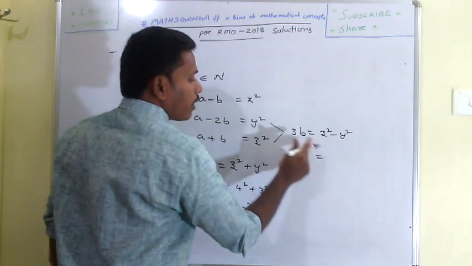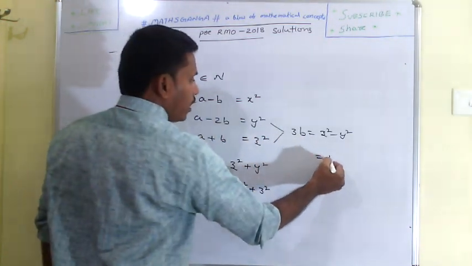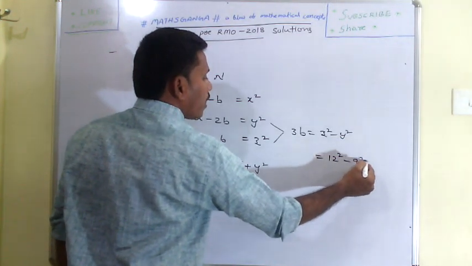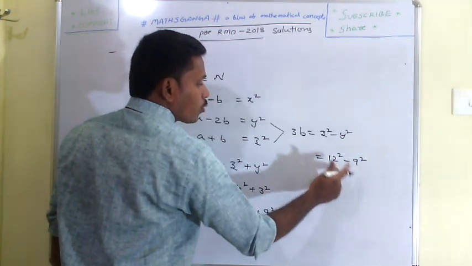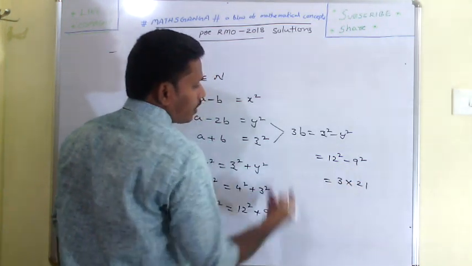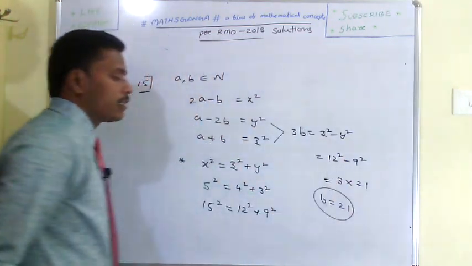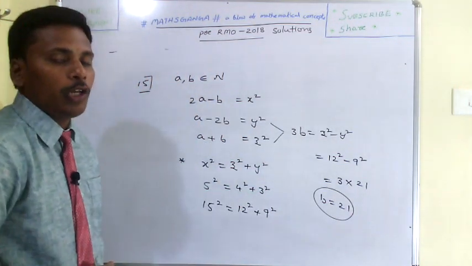So the possible value of 3b, and that too the minimum possible value of 3b, is nothing but 12 square minus 9 square. So 12 square minus 9 square is nothing but 12 minus 9, 3, into 12 plus 9, 21. So by cancelling 3, you are left with 21, and that 21 is the smallest possible value of b.